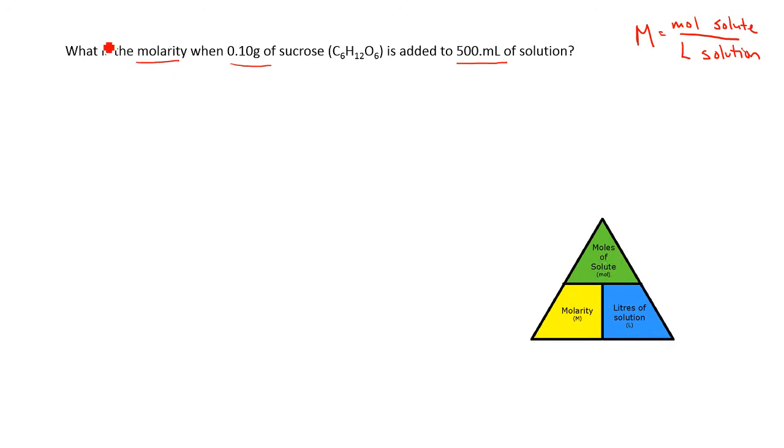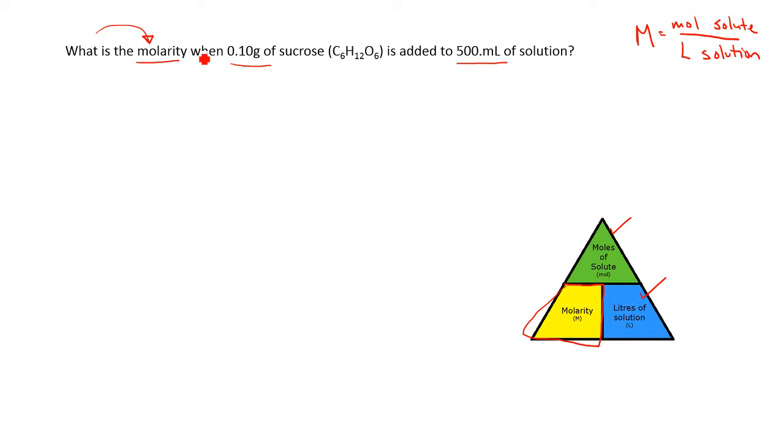So this is the question word, the thing we are looking for. This is our unknown. So we better be able to find the moles of solute, and we need to be able to find the liters of solution. Those are the two knowns that we have to plug in in order to solve this problem.